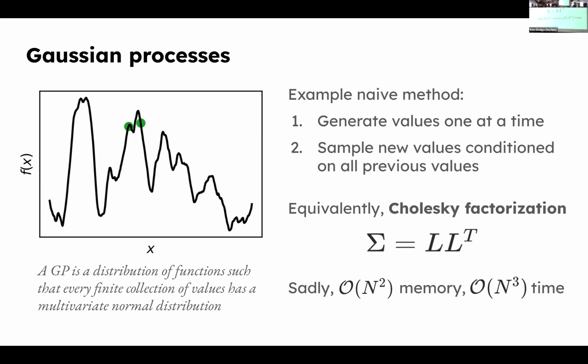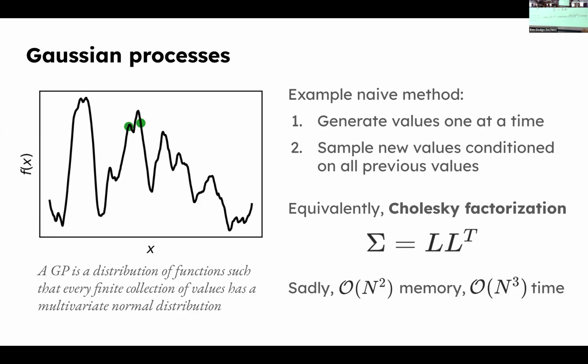A naive method to generate this black line is to go left to right, generating one value at a time, and each value you condition with Gaussian conditioning on all previous values. And this is actually equivalent to the Cholesky factorization. If you do something like SciPy multivariate normal, under the hood it's doing a matrix factorization, which is similar to this.